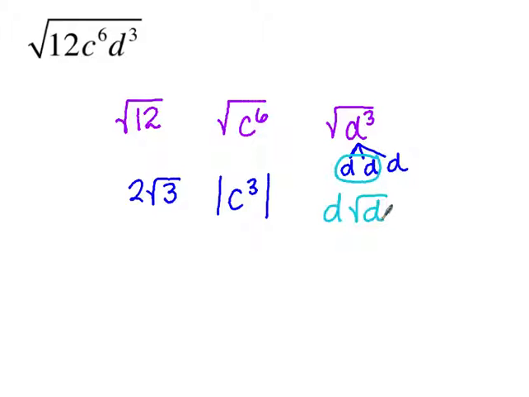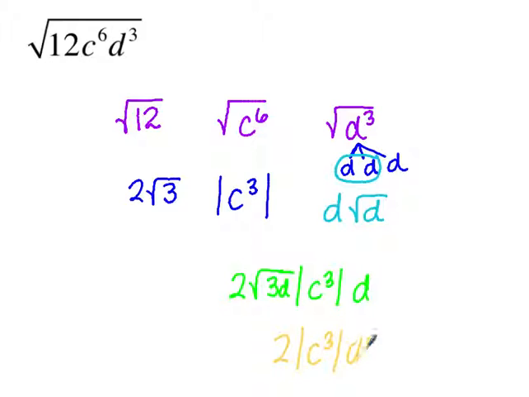Now let's put all this together into one answer. What do I get? 2 root 3, the absolute value of c cubed times d, and then where does the d go? The root d, inside the square root. So really, 2 times the absolute value of c cubed times d times root 3d. These are going to take a little work. It's not going to be one of those where, boom, you're able to go right to the answer.